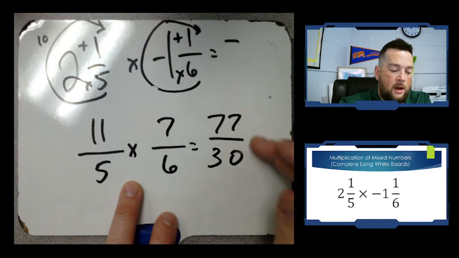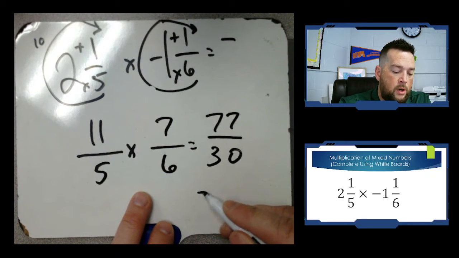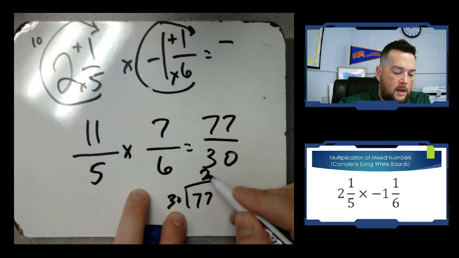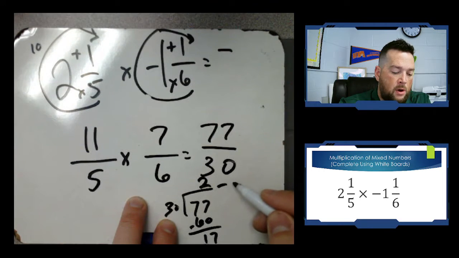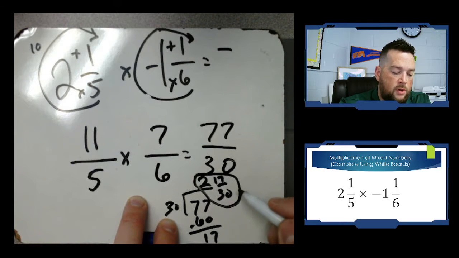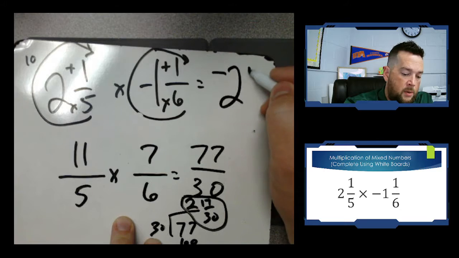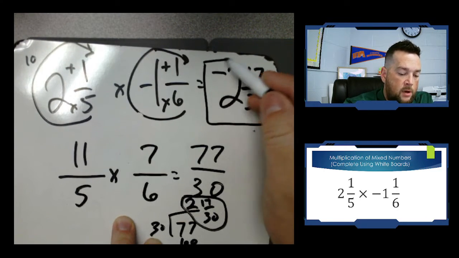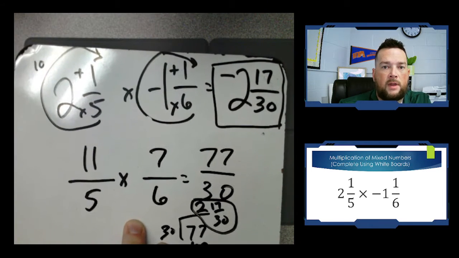Okay, and we've got an improper fraction here as a final answer, so we need to convert that back to a mixed number. So 77 divided by 30. 30 goes into 77 2 times. 2 times 30 is 60. 77 minus 60 is 17, so that's going to be a remainder, 17 over 30. So we have 2 and 17/30. And remember, we already found out that it was going to be negative, so we're going to put it up here just like that. So we've got a negative 2 and 17/30 as our final answer for that problem.